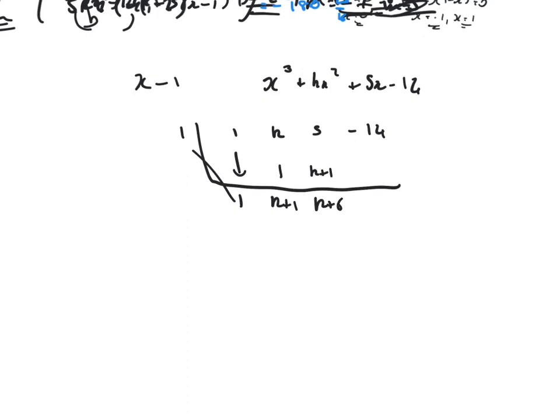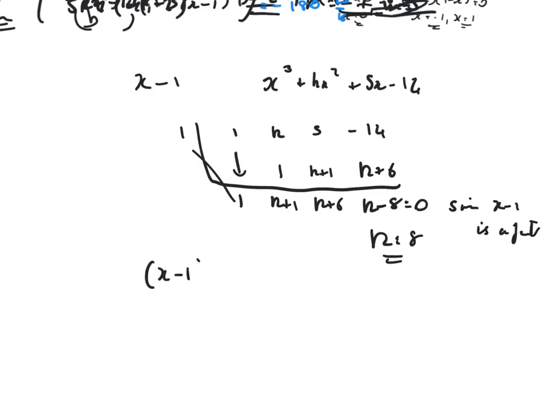k plus 6 times 1 is k plus 6. k plus 6 minus 14 is k minus 8, which must be equal to 0, since x minus 1 is a factor, which means k is equal to 8. Okay, I can now factorise the thing fully. So I've got x minus 1 from up here. I've then got x squared.